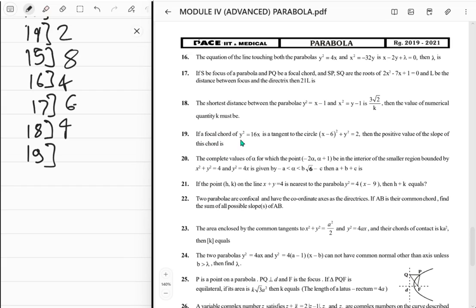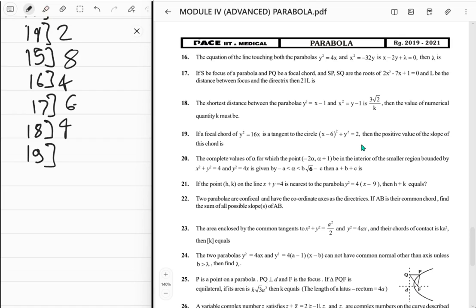19th. If the focal chord of y squared equals 16x is tangent to the circle, then the positive value of the slope of the chord is what? Positive value of the slope of the chord. Oh, okay, so absolute value. That's fine. So the focal chord is tangent to this circle.